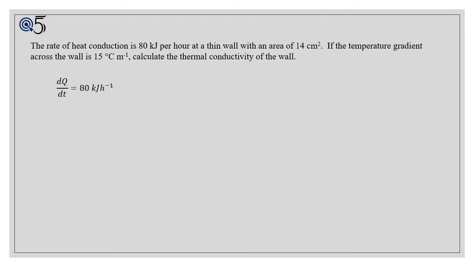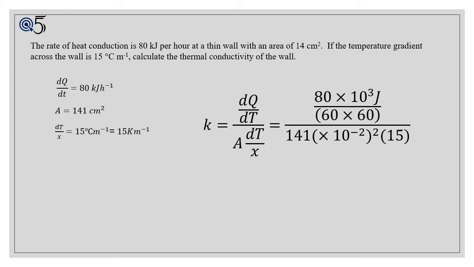Right now, they give us the value of the rate of heat conduction, the area, and also the temperature gradient, which refers to the value of dT over x. That is your temperature gradient, which is found to be 15 degrees Celsius per meter. So we have our rate of heat transfer equation and rearrange it, and we can find the value of the thermal conductivity of the wall is 105.07 watt per meter per Kelvin.